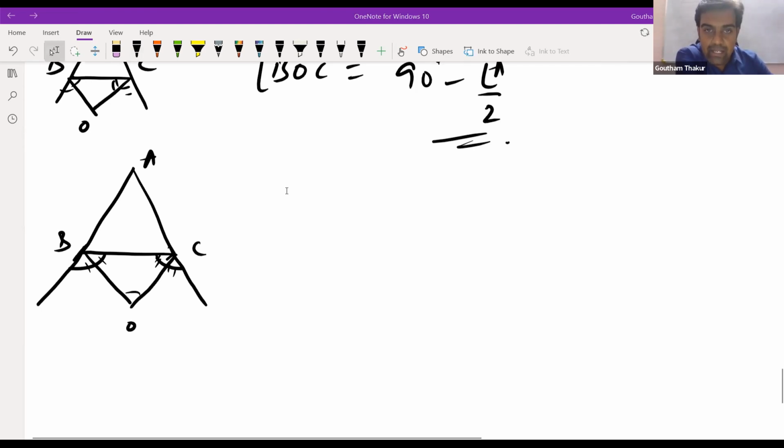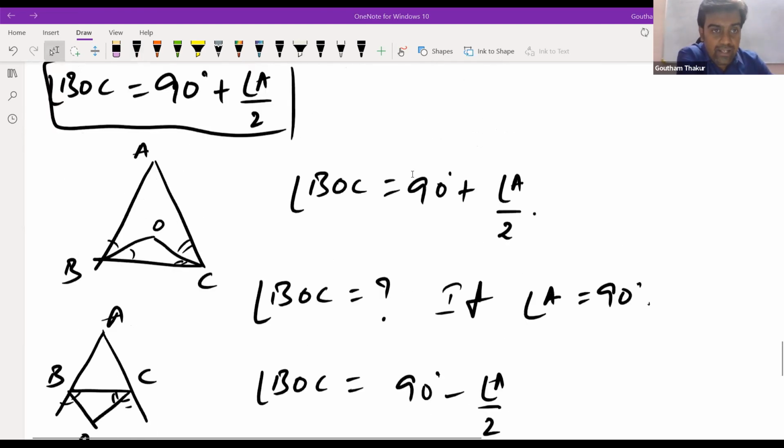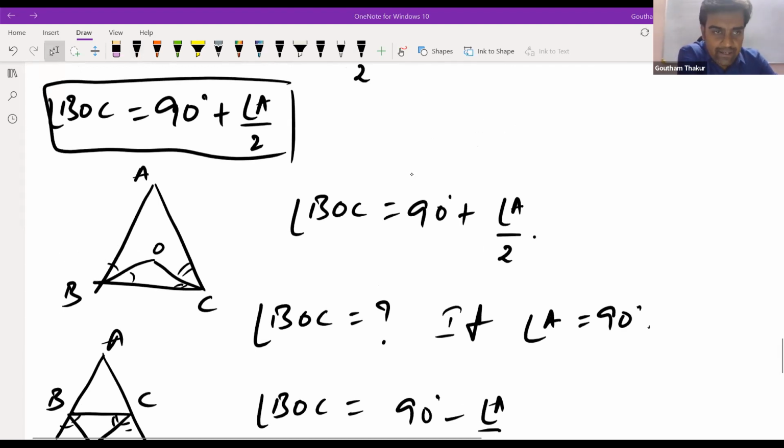Internal itself, this itself, beta. Bisectors are different. BO is a bisector of angle B. CO is a bisector of angle C. BO bisects these two angles. CO bisects these two angles in this way.